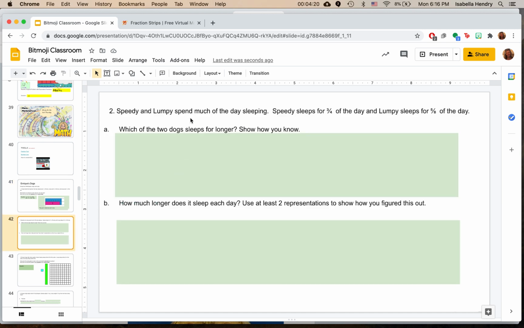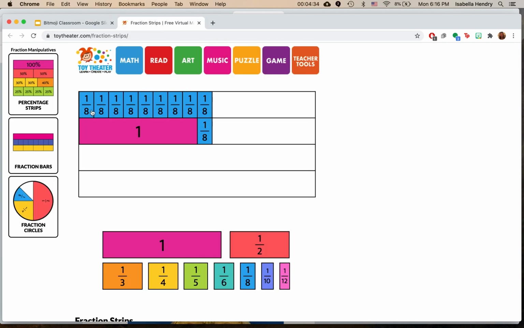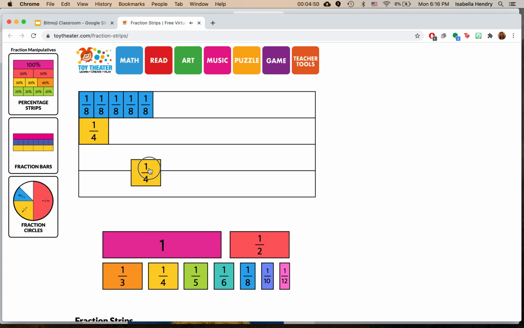Number 2, Speedy and Lumpy spend much of the day sleeping. Speedy sleeps for 3/4 of the day, and Lumpy sleeps for 5/8 of the day. A, which of the 2 dogs sleeps for longer? So I have to compare here. Speedy sleeps for 3/4 and Lumpy sleeps for 5/8. So I need 3/4 here, and I need 5/8 here.